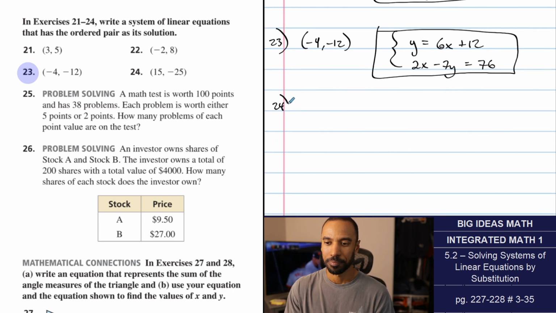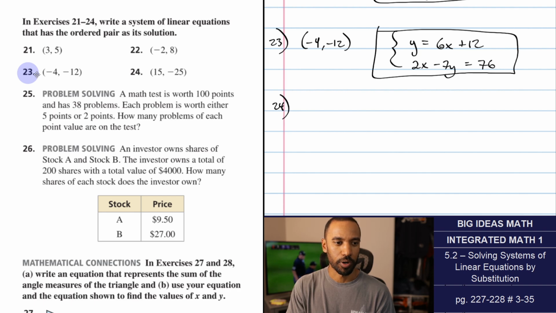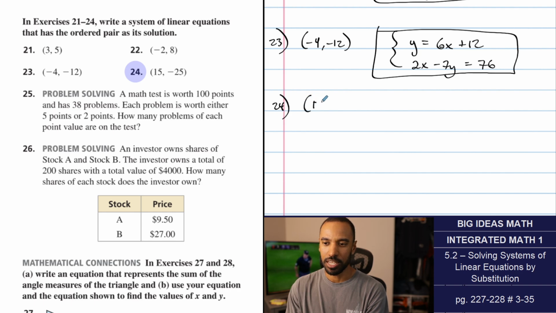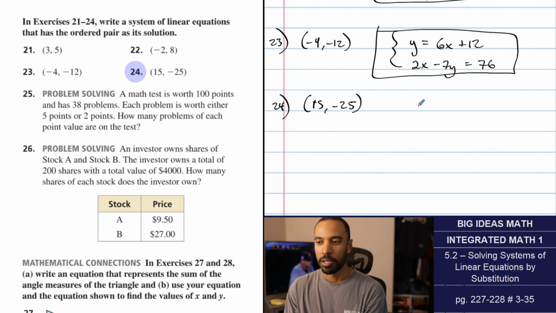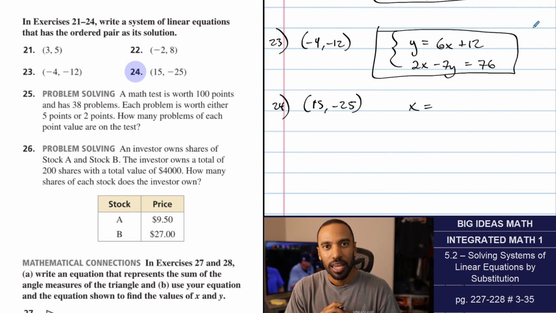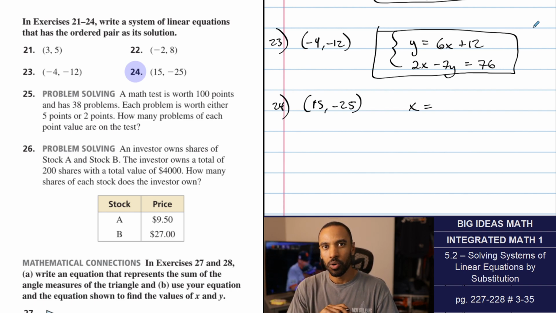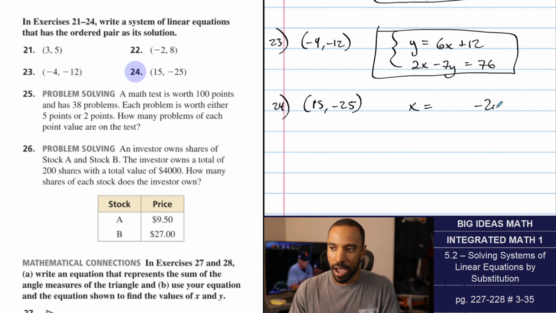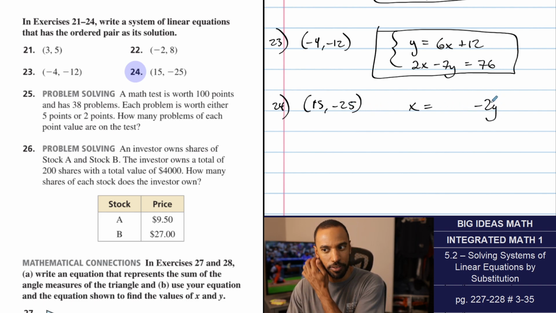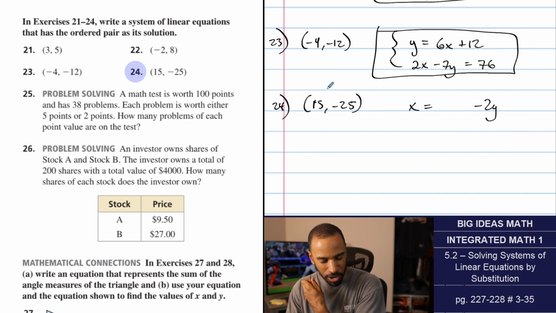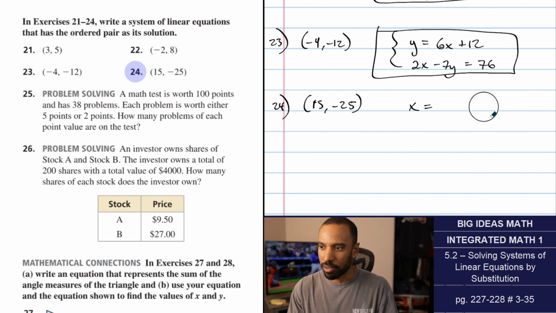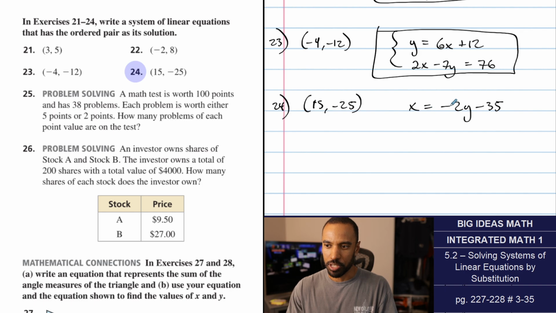All right, number 24. 15 and -25. Well, those are big in and of themselves. So 15, -25. This time let's get x by itself. Let's do an x equals equation. They don't have to be slope-intercept form. So 15, let's do -2y. -25 times -2 is 50. So we have to have a -35 there. All right, let's do -2y minus 35. 50 minus 35 is 15, so that works for that one.